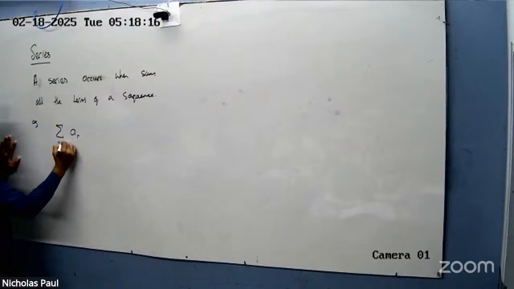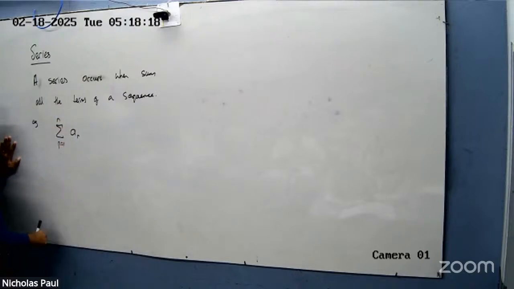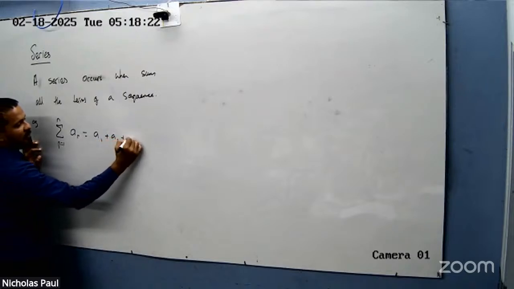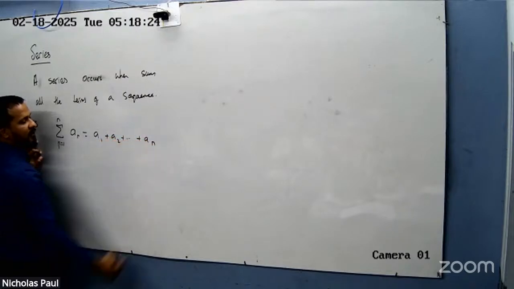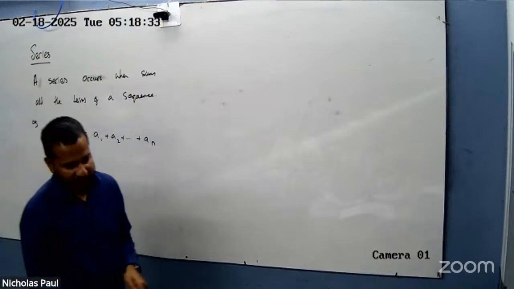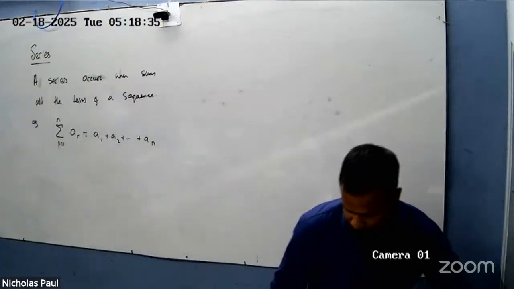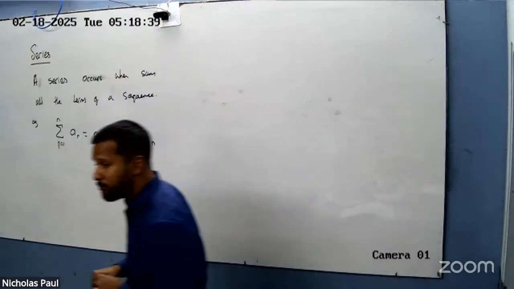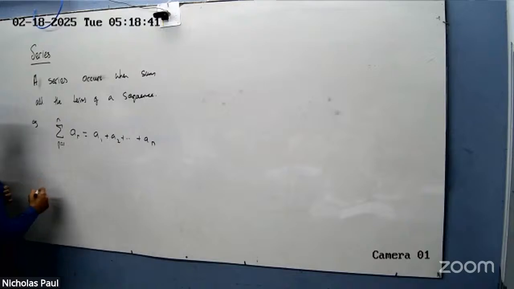from r going from 1 to n. So a sequence might be the first term, second term, all the way until the end term, right? And we did an example of this, an AP and GP using this summation. Everybody okay with that? You might remember the AP and GP.